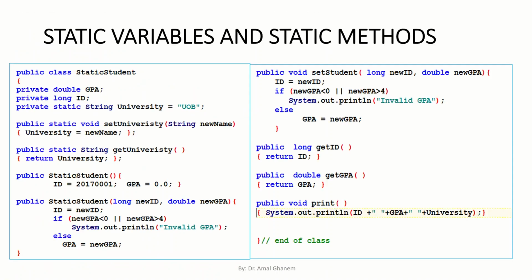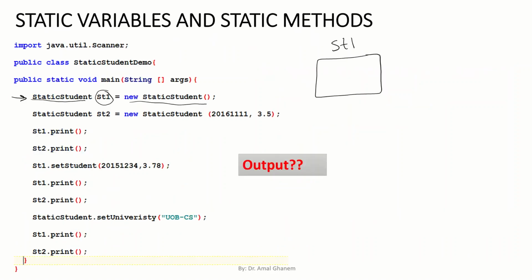So if we go back to the class static student, the variables we should have are GPA, ID, and university. So when we create our object, we should have ID and GPA. They are local within st1, but remember university has been declared as static, which means it is shared, and the initial value will be UOB. So it's not for st1 only, it's for all objects of the same class.